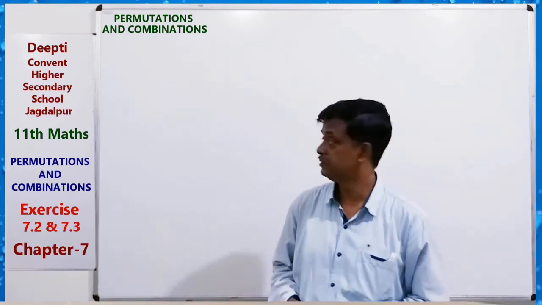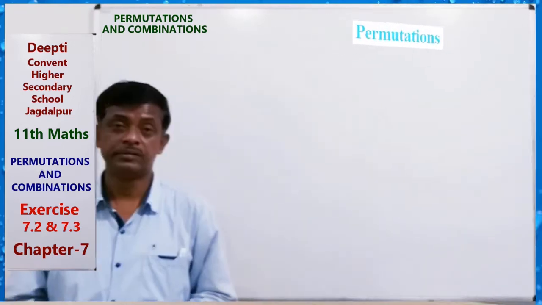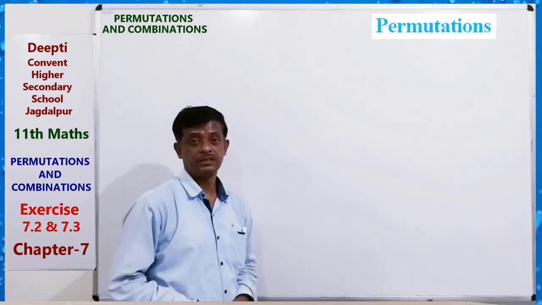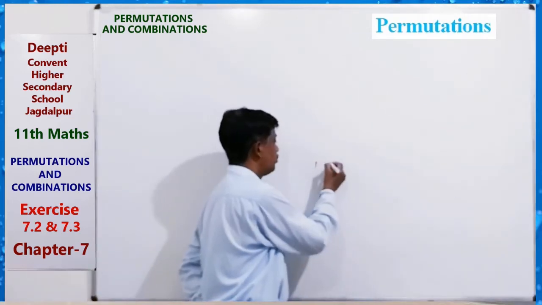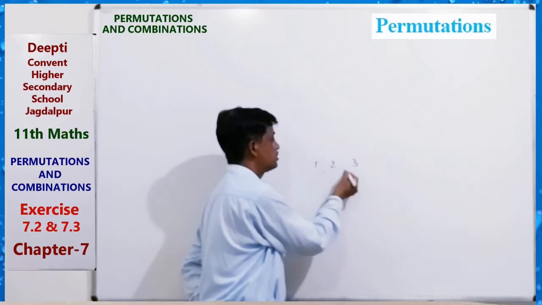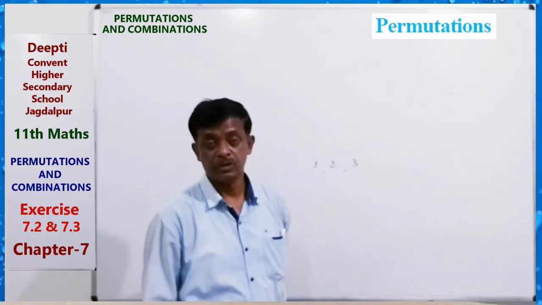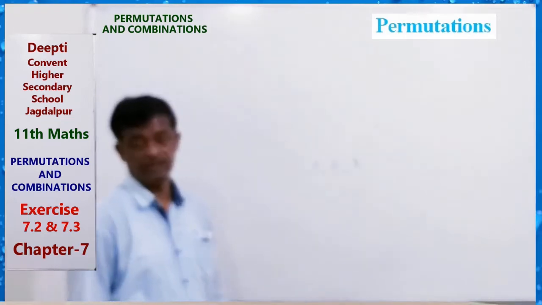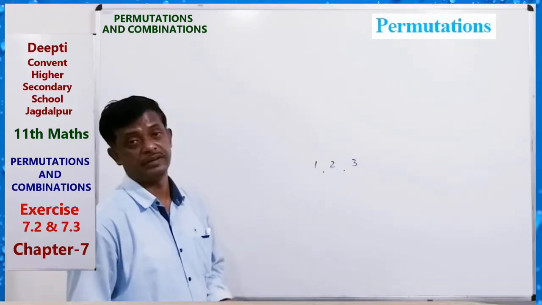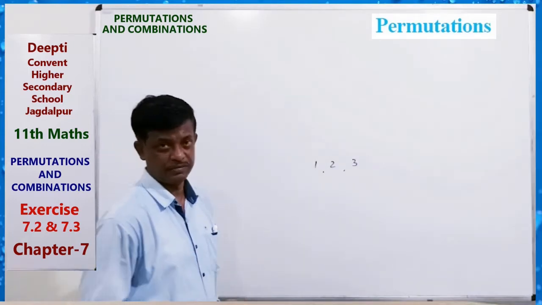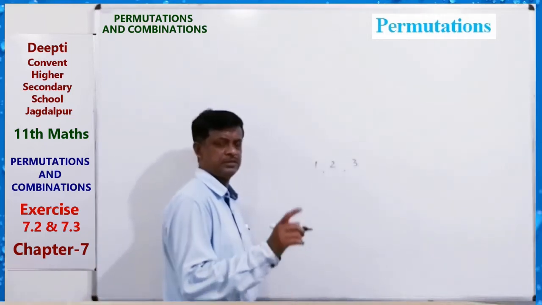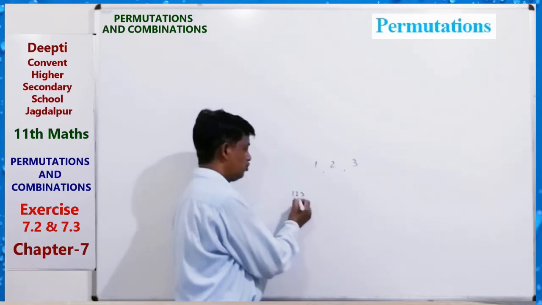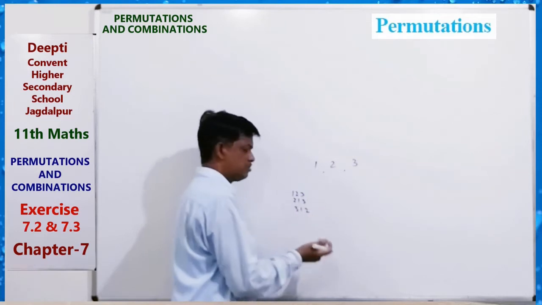Permutation means, suppose we are having some numbers or some objects. For example, suppose we have 1, 2 and 3. These are 3 numbers, 3 objects. We have to select these 3 objects in a particular order. Then how many combinations will there be? Suppose first take 1, then 2, then 3; 2, 1, then 3; 3, 1, then 2. We can do it.